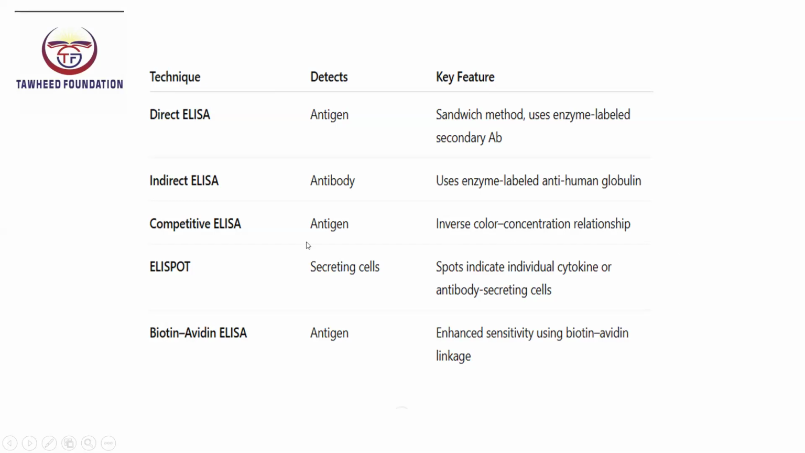In ELISpot, it detects secreting cells, and its spots indicate individual cytokine or antibody secreting cells. In biotin avidin ELISA, it detects antigen and enhanced sensitivity using biotin avidin linkage. So these three parts of the table will explain a summary of these techniques and what it detects and its key features.